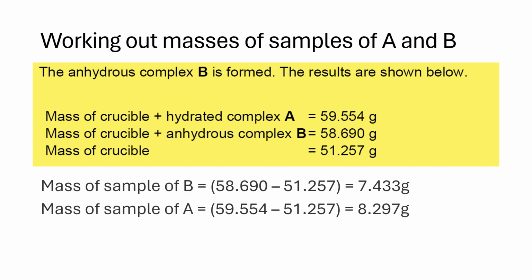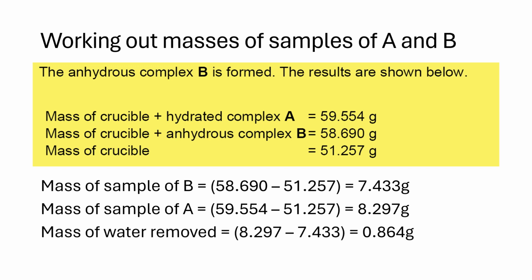That's the easy bit. We subtract the mass of the crucible from the mass of the crucible plus each complex, and the difference between those two gives us the mass of water removed, which we'll come on to in a moment.